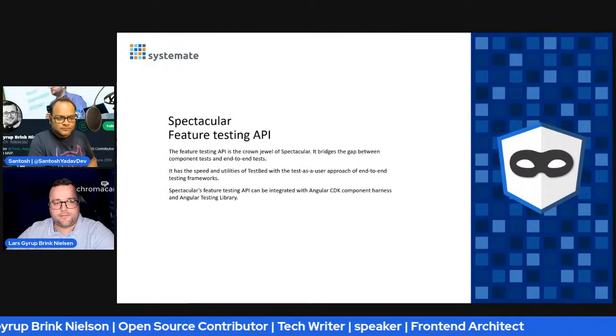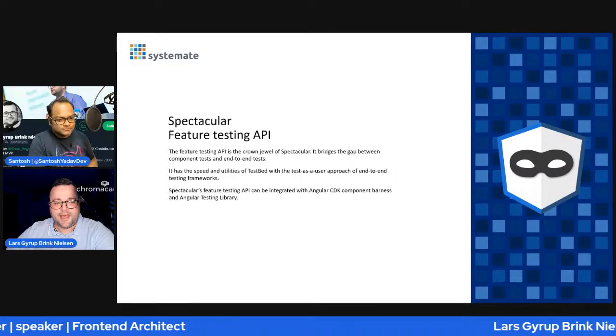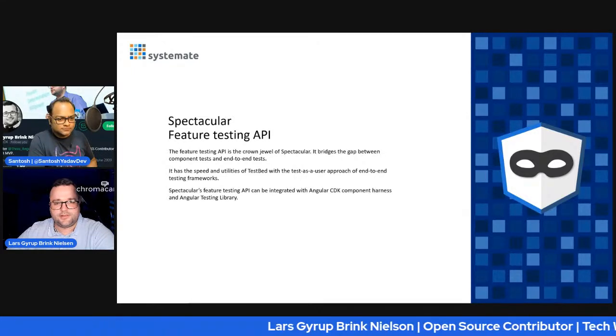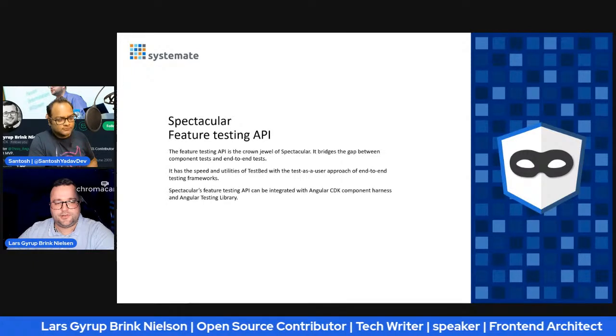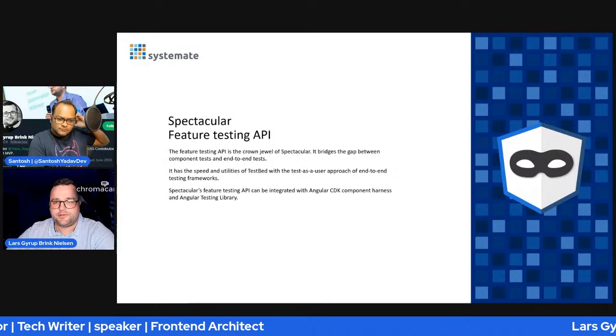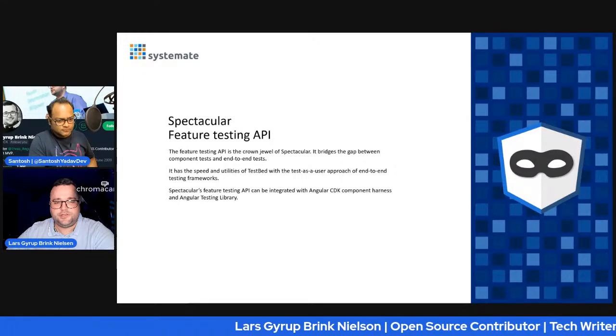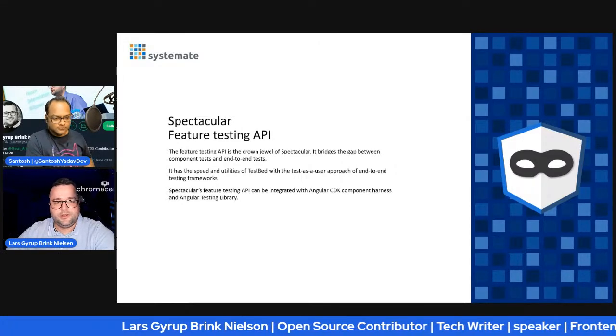So just the crown jewel of Spectacular is the feature testing API. It bridges the gap between component tests and end-to-end tests. It tries to have the sweet spot where it has the execution speed and the utilities of TestBed, but with the test-as-a-user approach of the end-to-end testing frameworks or the Angular Testing Library approach as well. And like I said, it can be integrated with these other two popular libraries.